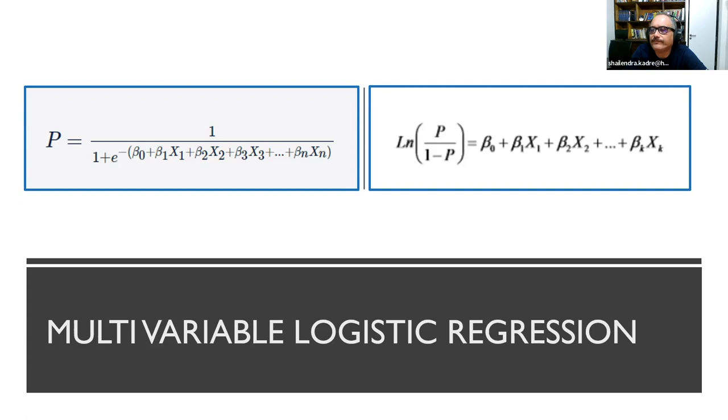So, sir, you mean to say that if it is a classifier, where the output variable is 0, 1 or multi-class, we should blindly go for logistic regression? Or are there some more classifiers, right?